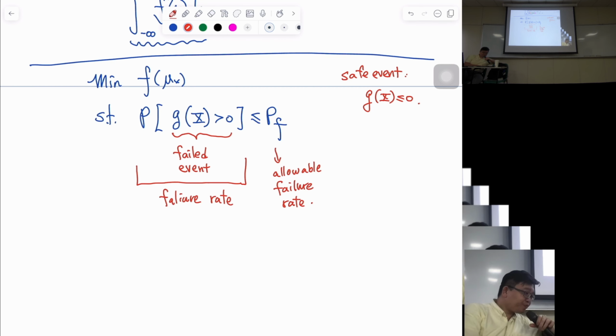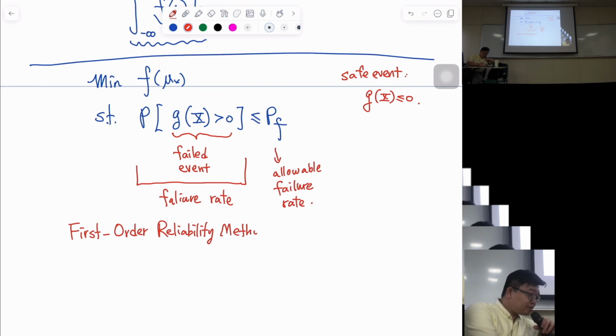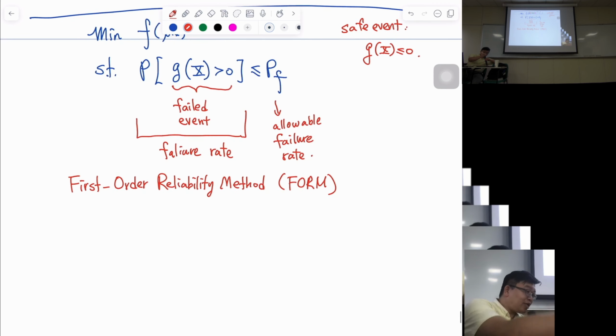Okay, so what I'm going to do right now is a method called first order reliability method, so-called the FORM. How do you do FORM? Basically, we're going to linearly approximate the constraint. So first order Taylor expansion.